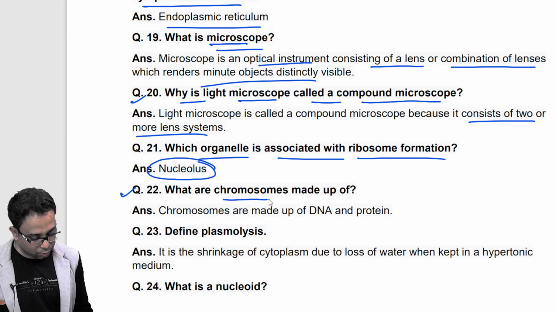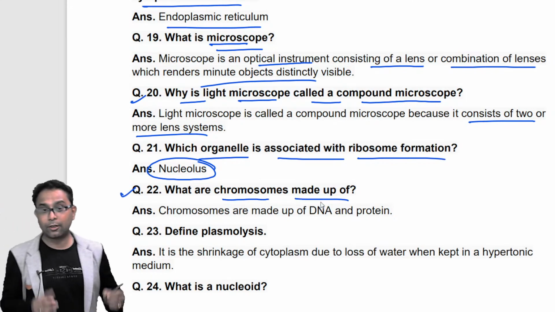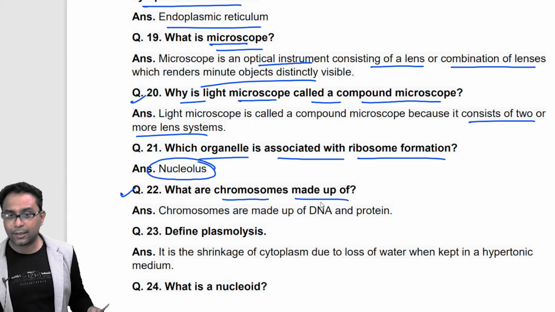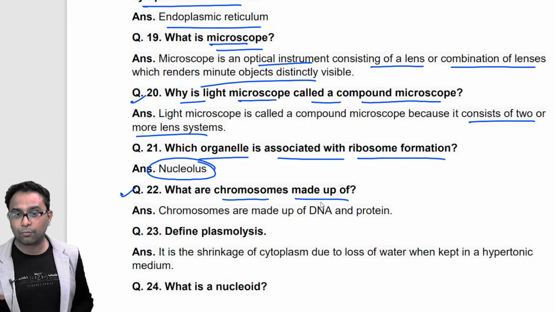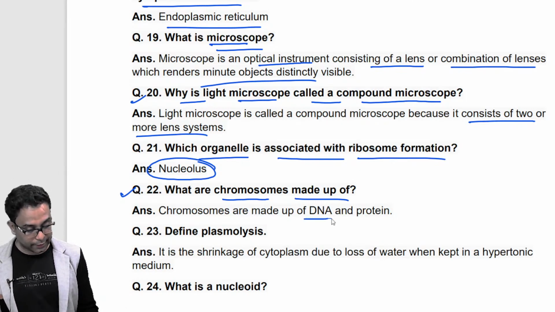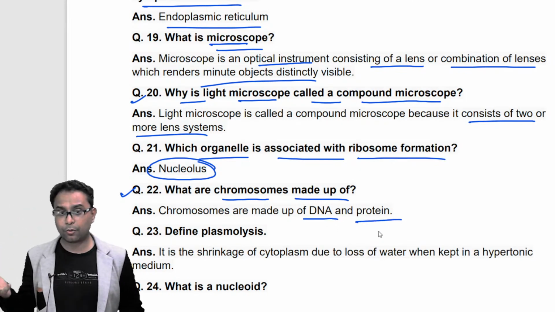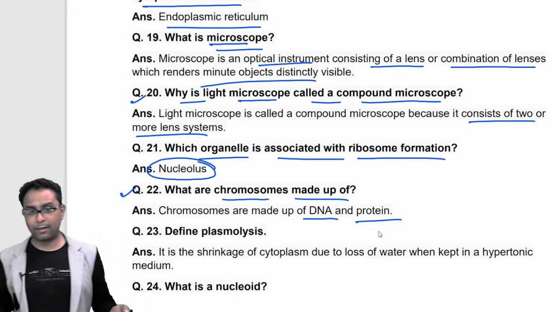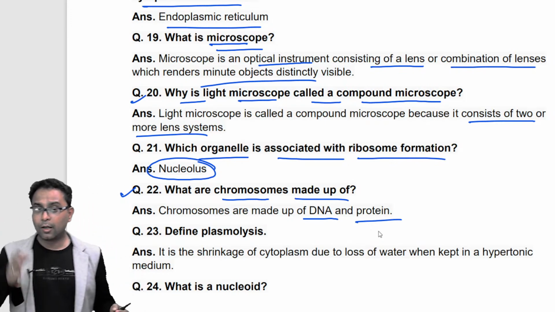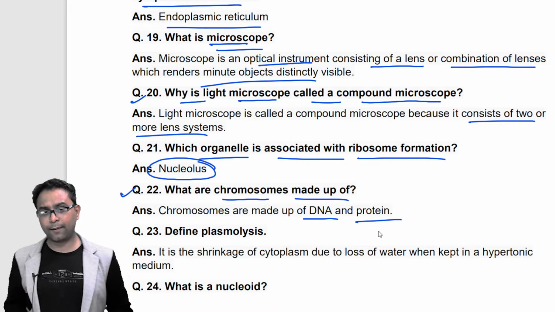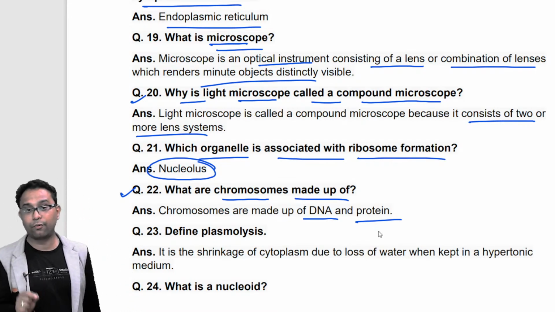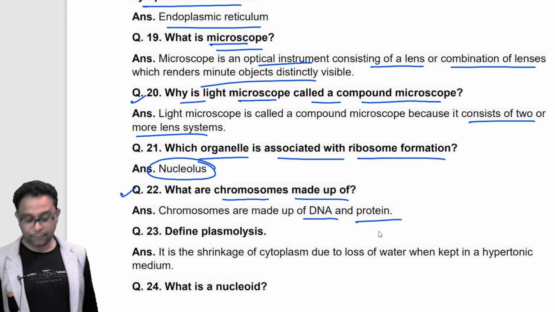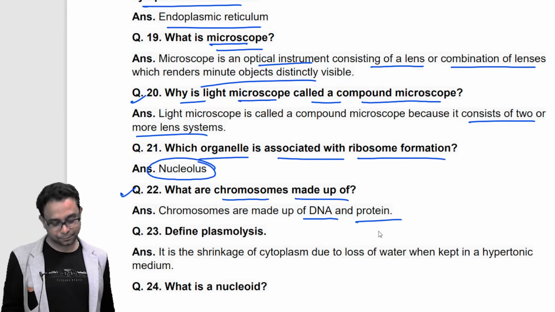Next question number 22. What are the chromosomes made up of? The chromosome is present inside the nucleus, but what is the chemical composition of the chromosome? Chromosomes are made up of DNA and protein. Histone protein is also there, but you write down the DNA and the protein. Do you know what is the full form of DNA? If you know, please write down in the comment box the full form of the DNA.